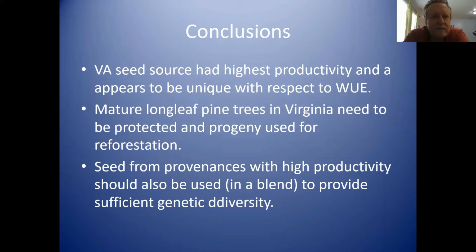So my conclusions are that the Virginia seed source had the highest productivity and appears to be unique with respect to water use efficiency. So the mature longleaf pine trees in Virginia really need to be protected, and their progeny used in restoration. However, since there are only 200 trees left in the state of Virginia, seed from other provenances with high productivity really needs to be used, probably best in a blend of seed sources to provide sufficient genetic diversity, which is most likely lacking.